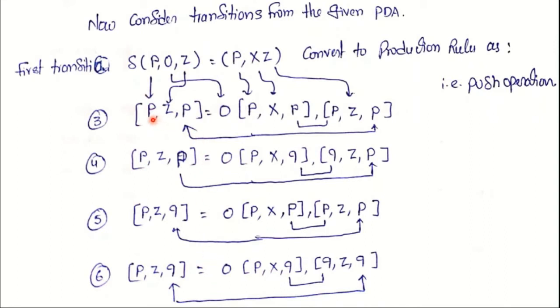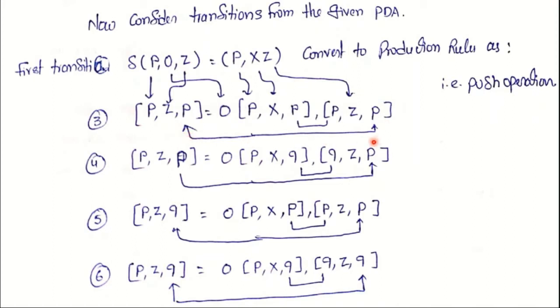So we assume the current state is p, the top of the stack is z, and then go to the next state p. The input is 0. Then the RHS stack symbol is x, and the next state may be p. Next, again from state p, the next stack symbol is z, and then go to the next state p.